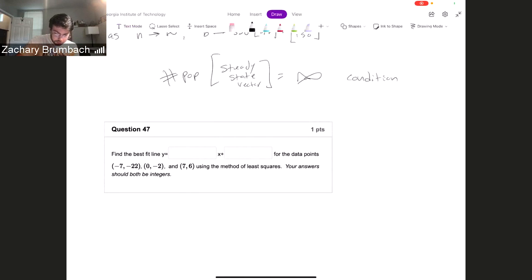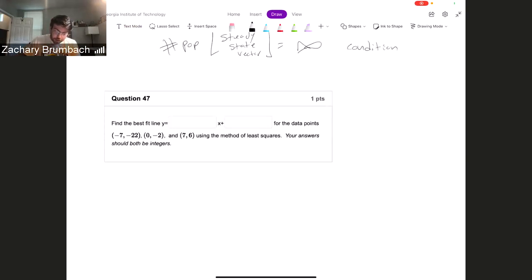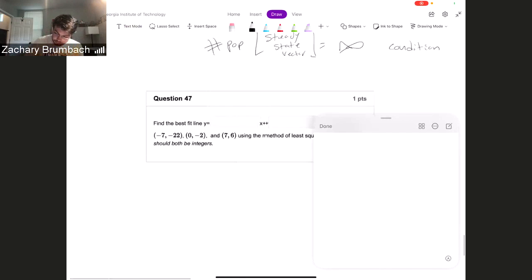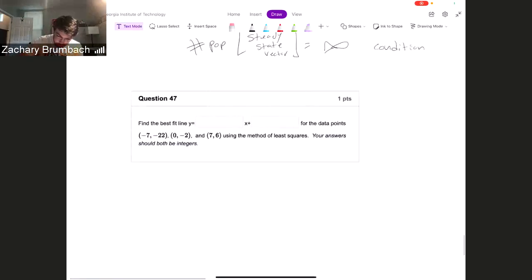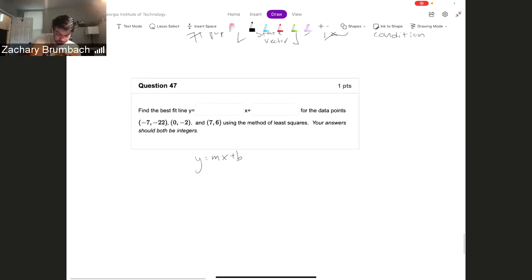Yep, this is what you should expect your problem 10 to look like, honestly. Cool. So, a line, right? Hopefully by this point you know what the equation for a line is. It's y equals mx plus b in slope-intercept form, okay? Which is what we usually talk about.